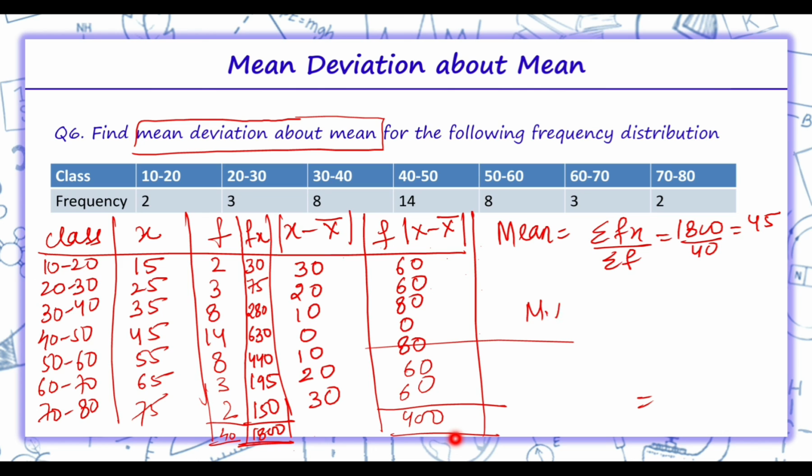So now we have to calculate mean deviation about mean, that is 1 by n summation of f into mod of x minus x mean. So 1 by 40 into 400. The answer we'll get is 10. So in today's video we studied measures of dispersion, that is range, and we studied mean deviation about mean and median for all three series, that is for individual, discrete and continuous series.